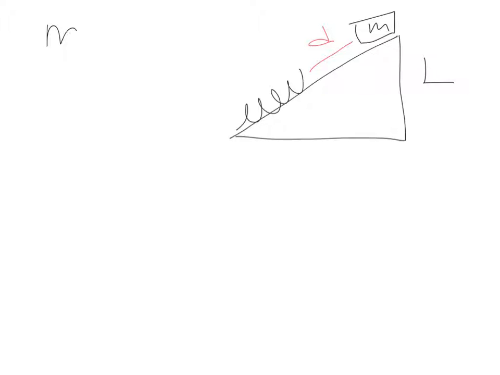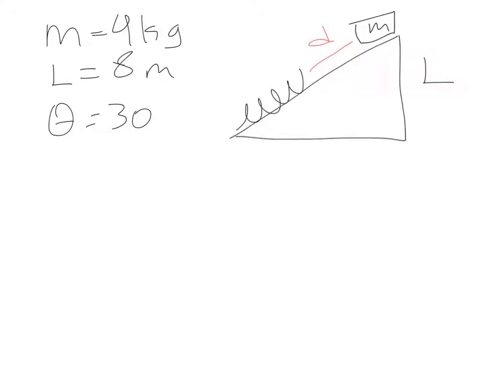For example, our mass is going to be 4 kilograms. Our height, L, is going to be 8 meters. It's a super tall triangle. Theta is going to be 30. I don't know if you're using degrees or radians, but I'm assuming degrees. And the distance between the mass and the spring is going to be 0.5 meters.